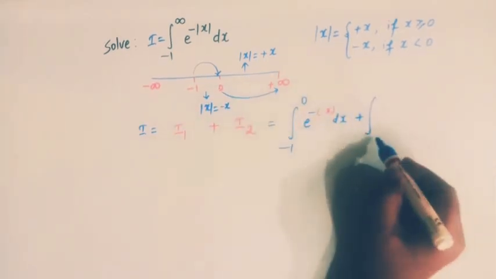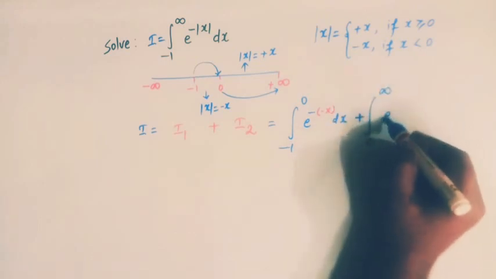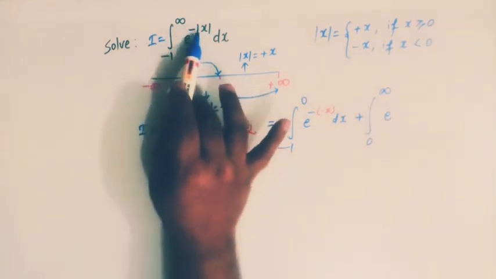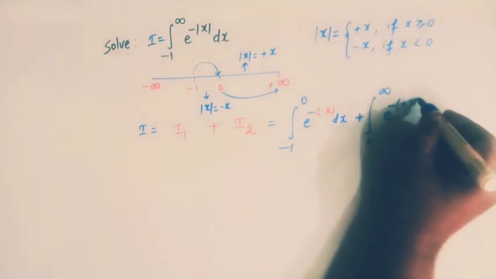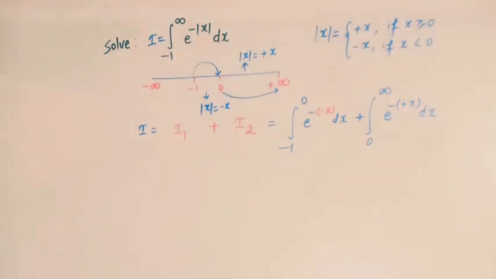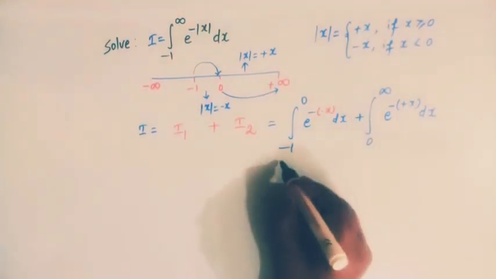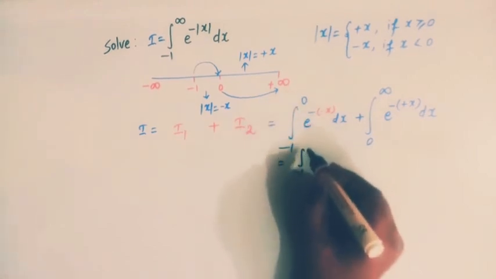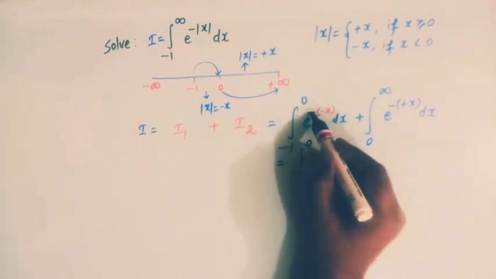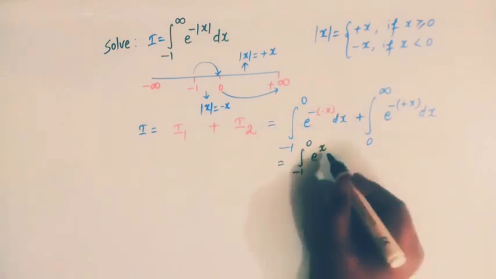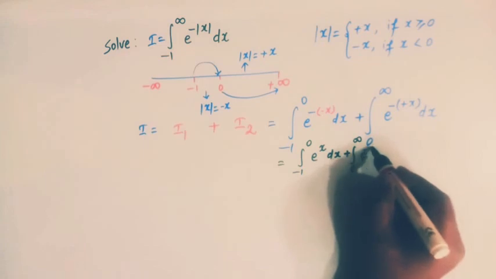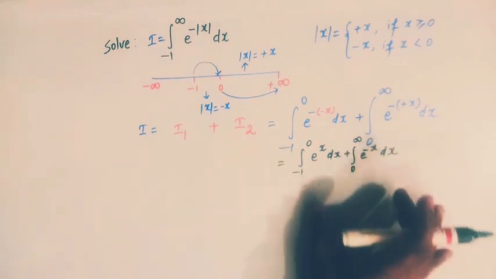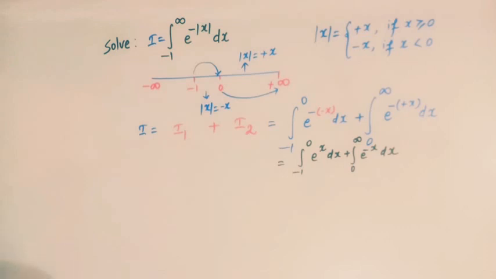then we'll integrate from 0 to infinity of e raised to minus mod x, so here we have minus simply plus x, and dx. Now we have to evaluate these two integrals. One is from -1 to 0 of e raised to minus and minus becomes plus, so we have simply positive x, dx, plus 0 to infinity of e raised to minus x dx. Now we have two simple definite integrals to solve.